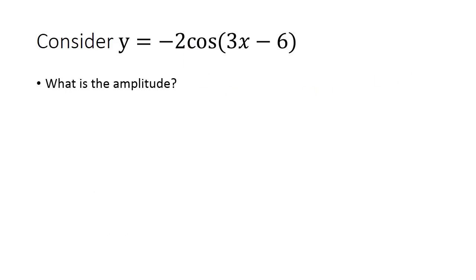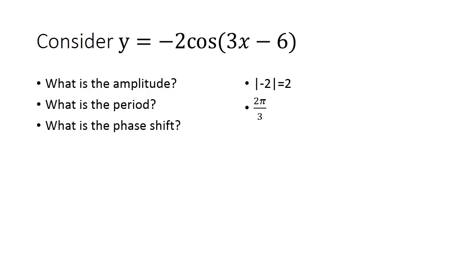What do you think the amplitude is? If you said -2, of course you're wrong, because amplitude can't be negative. It'd be the absolute value of -2, which is 2. What is the period of this function? Well, you have to do a calculation for that. It's 2 pi over 3, as I just said on the previous one. 2 pi over 3, and it can't be simplified at this point. What is the phase shift? In this case, it would be 6 divided by 3, which is 2. Simple, right?